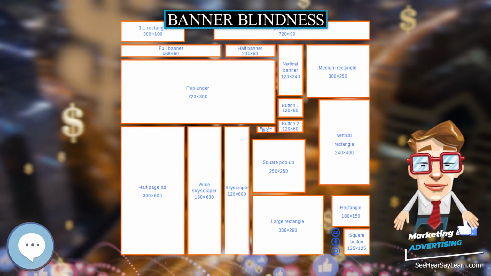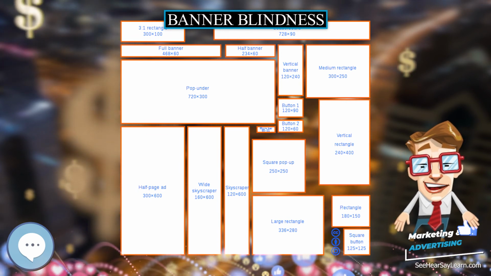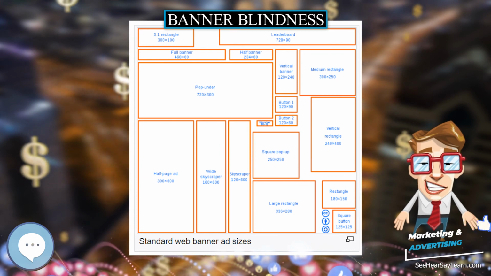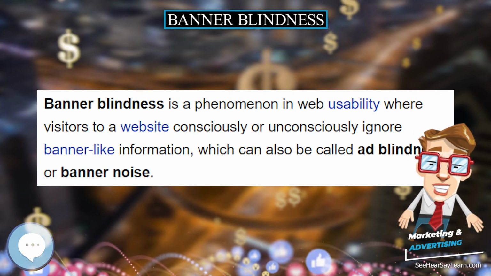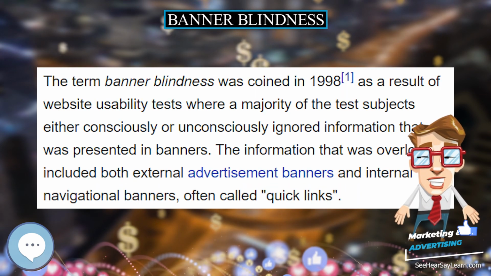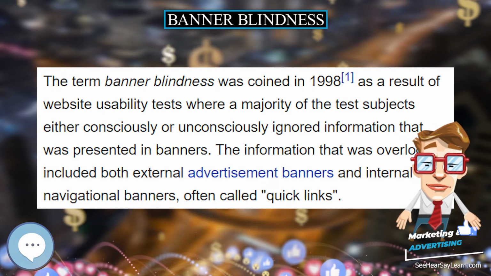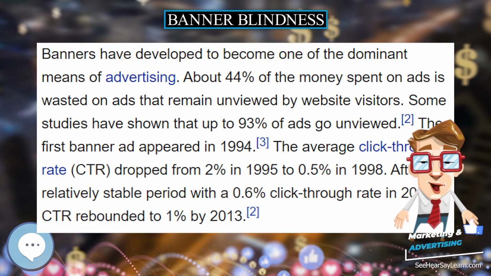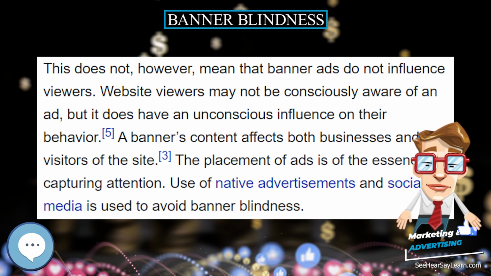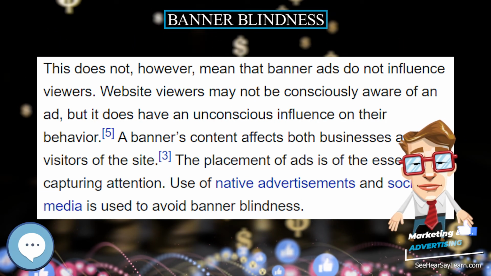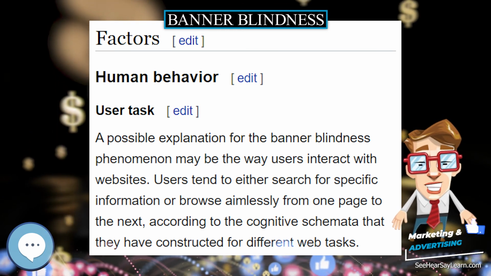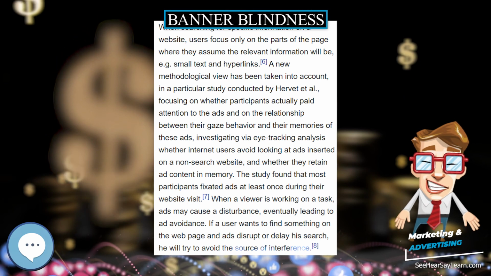Banner blindness. Banner blindness is a phenomenon in web usability where visitors to a website consciously or unconsciously ignore banner-like information, which can also be called ad blindness or banner noise. The term banner blindness was coined in 1998 as a result of website usability tests where a majority of the test subjects either consciously or unconsciously ignored information that was presented in banners. The information that was overlooked included both external advertisement banners and internal navigational banners, often called quick links.